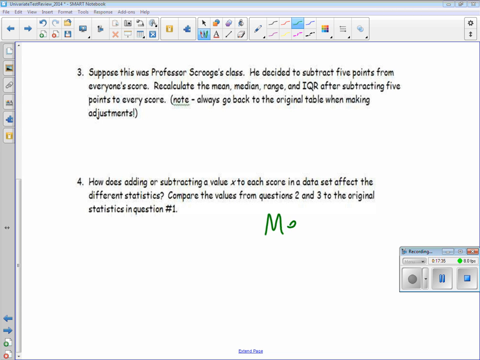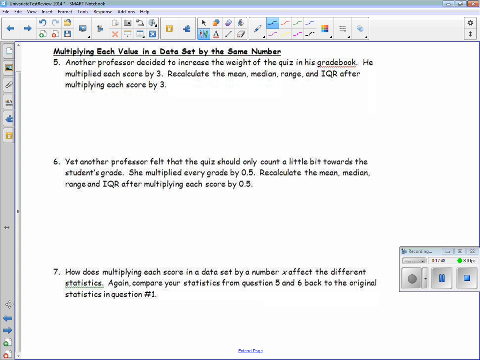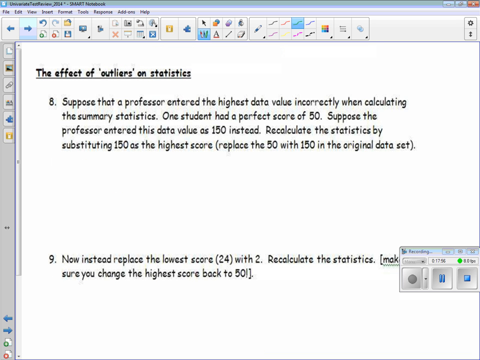Mean and the median. Okay? I'm going to do a little demonstration to prove that. All right, so mean and median, the center is affected when you add or subtract. And to summarize, when you multiply, what's affected? All of it.